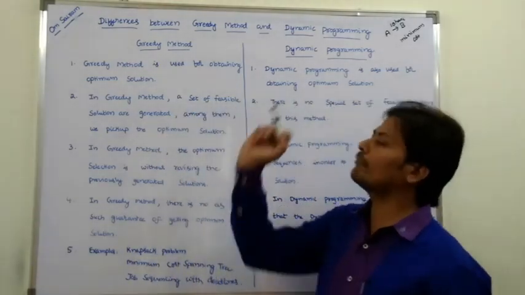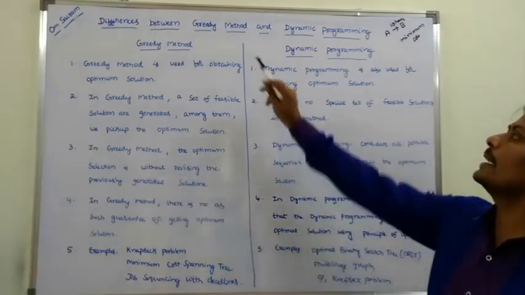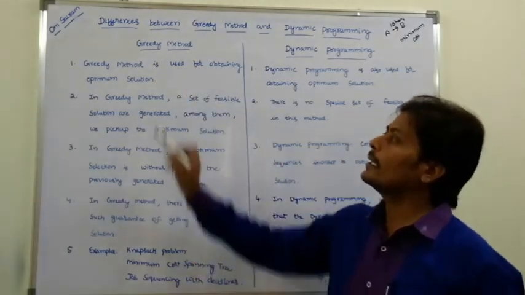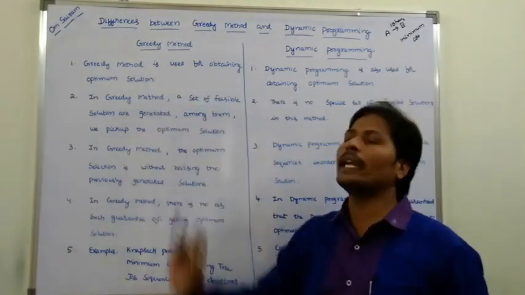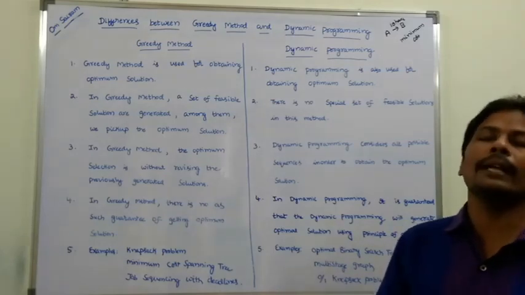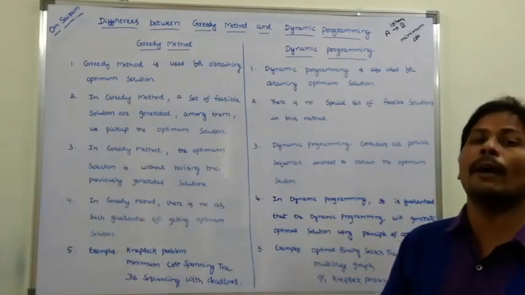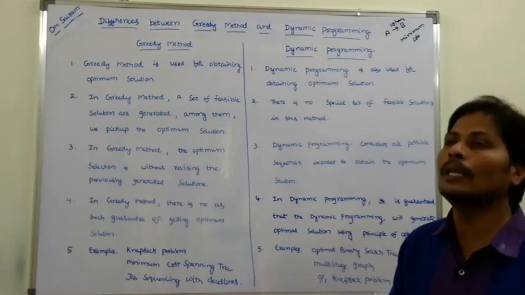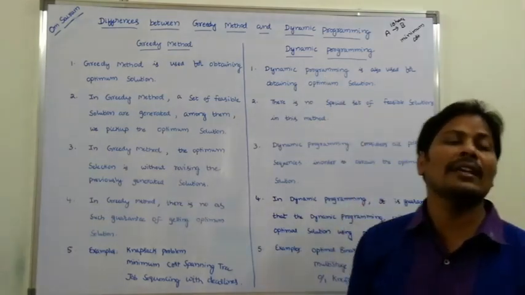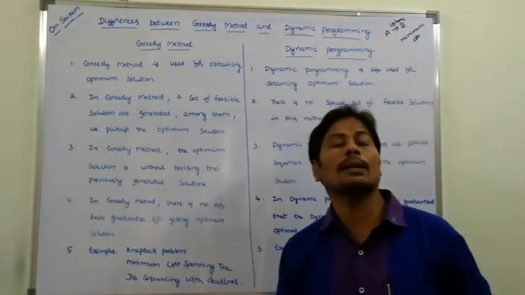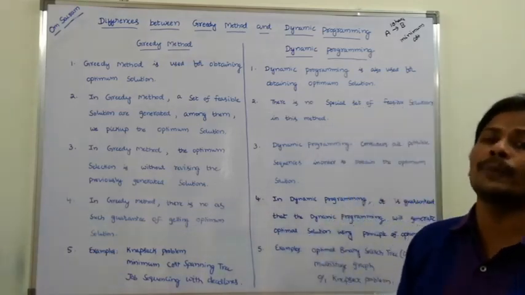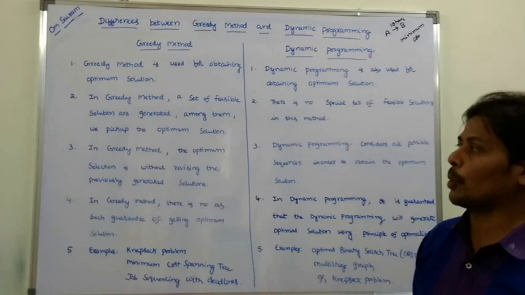So next we can go for differences between the greedy method and dynamic programming. First point, the greedy method is used for obtaining the optimal solution for a given problem. This technique or method is used for obtaining the optimal solution to a given problem. Next, dynamic programming is also one of the algorithm design techniques. This is also used for obtaining the optimal solution to the given problem.